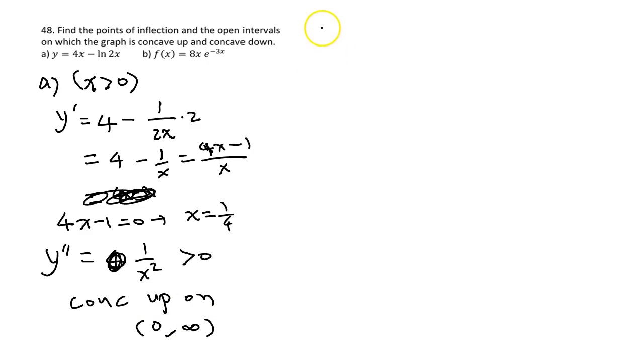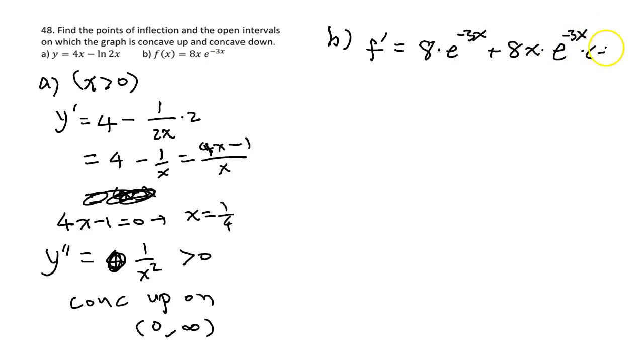Okay. For part B, let's try to find the first and second derivative. For the first derivative, you need the product rule. So 8 times e to the negative 3x, I differentiated 8x first, plus 8x times the derivative of e to the negative 3x, which requires the chain rule: e to the negative 3x times negative 3. So you end up with (8 minus 24x) times e to the negative 3x. It's good to multiply it out and factor e to the negative 3x, because that way it's easier to differentiate.